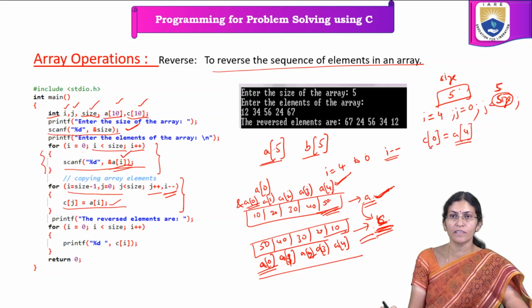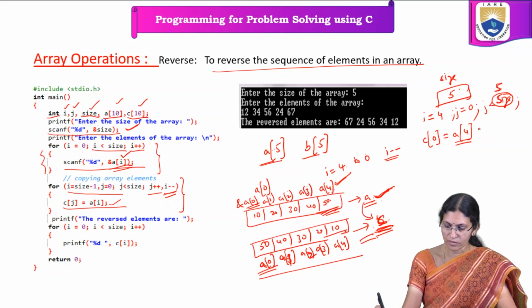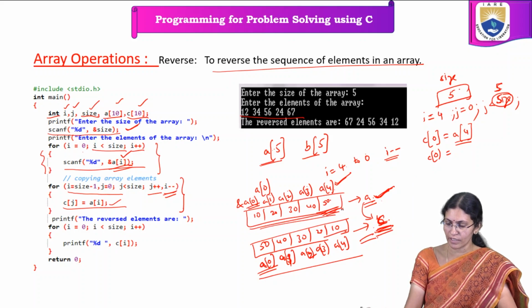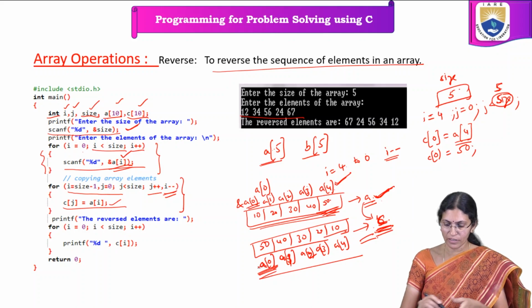So C of 0 is the destination array where we need to carry out the reverse operation. Reverse of this array A has to be done. Suppose these are the array elements which have been entered, or we'll take this example only: 10, 20, 30, 40 and 50. So A of 4 is 50. So C of 0 will be 50.